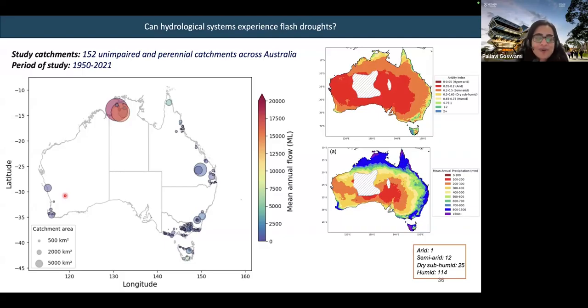So I was trying to see if I can model the streamflow losses that we observe during flash droughts using the random forest model. For this particular study, I was looking at flash droughts happening in several different catchments spread across Australia. These were unimpaired perennial catchments, and I identified streamflow flash droughts using the same approach I discussed earlier: streamflow percentiles going from 40th to 20th in a very short period of time.